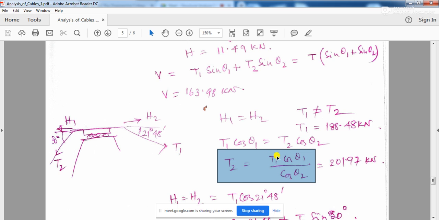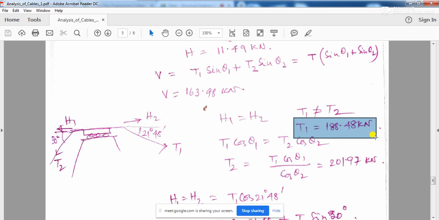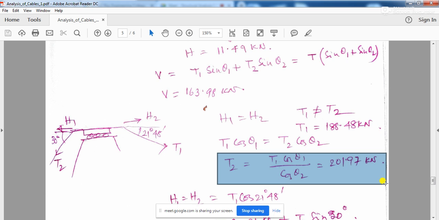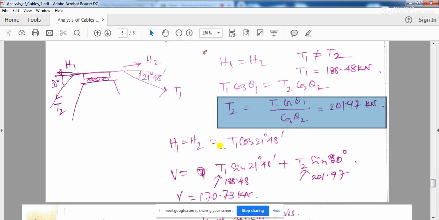What is the value of T1? T1 is nothing but your T max, which is the tension in the main cable, and we have calculated it earlier: T1 is equal to 188.48 kilonewton. So put the values and you are going to get the value of T2. Okay, so once you get the value of T2, then it's very simple. You can calculate the value of H1 and H2 very easily, right?